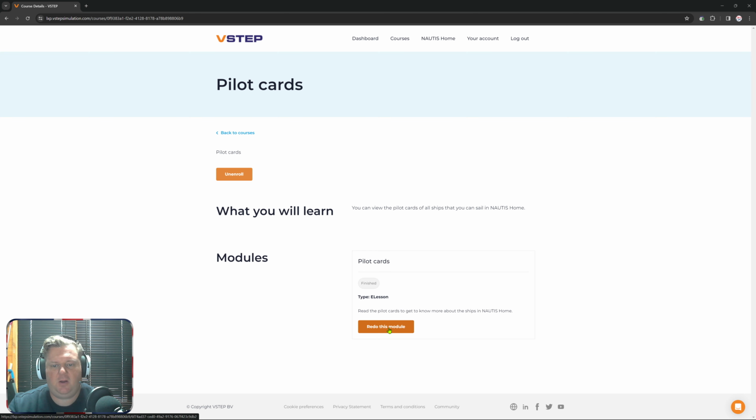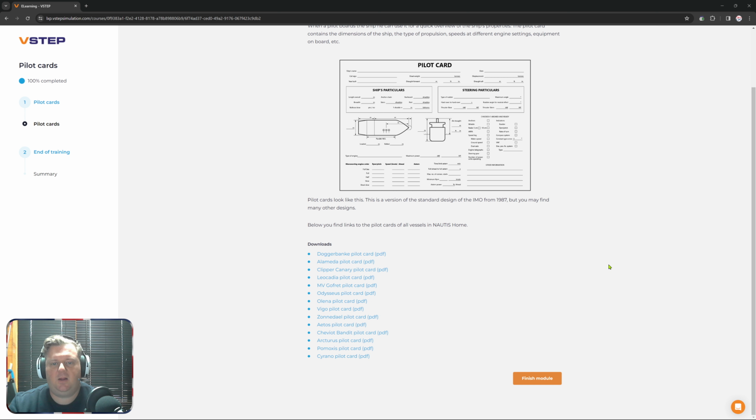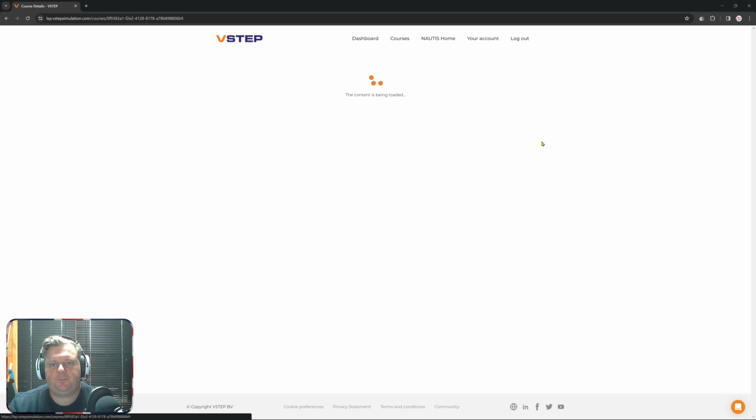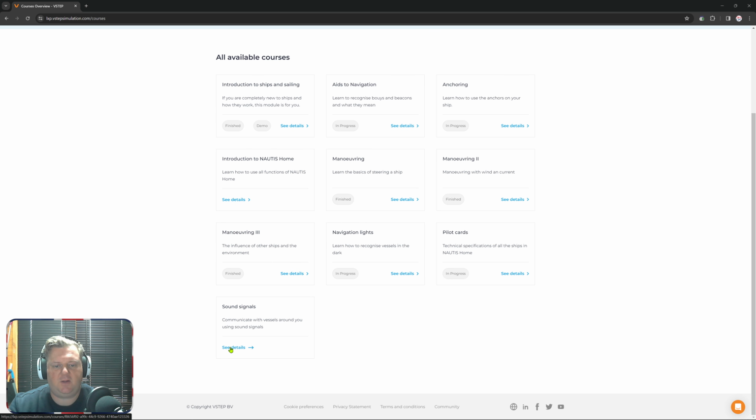So let's enroll in the pilot cards. I think I've done this, actually. According to the International Maritime Organization, IMO, pilot cards should be present on every ship. When a pilot boards a ship, he can use it for a quick overview of the ship's properties. The pilot card contains the dimensions of the ship, the type of propulsion, speeds at different engine settings, equipment on board, etc. Pilot cards may look like this. This is a version of the standard design of the IMO from 1987, but you may find many other designs. Below you can find links to the pilot cards of all vessels in NAUTIS Home. Okay. That was a very quick one. So, probably worth having a pilot card for the ship you're currently sailing in.